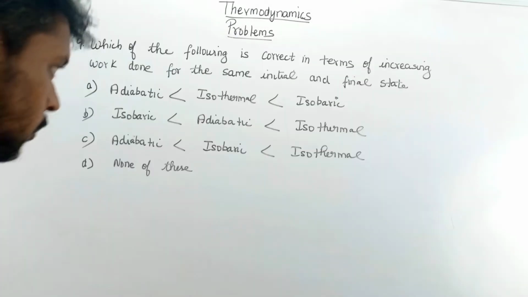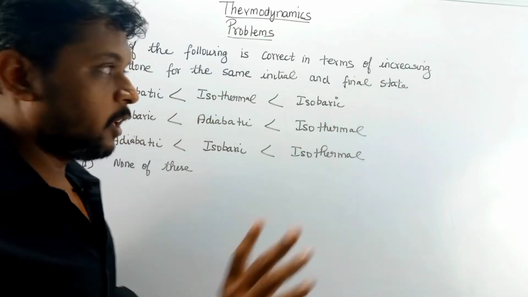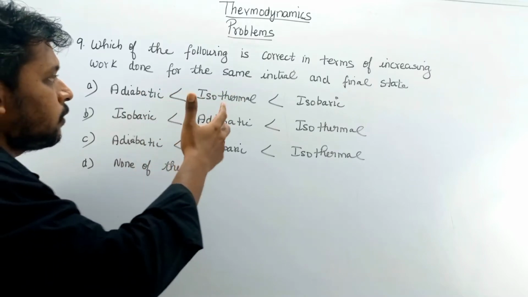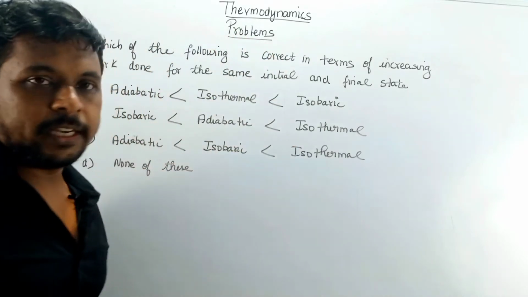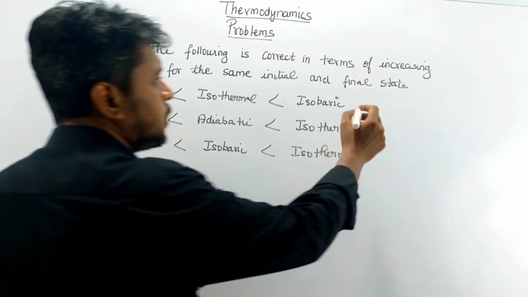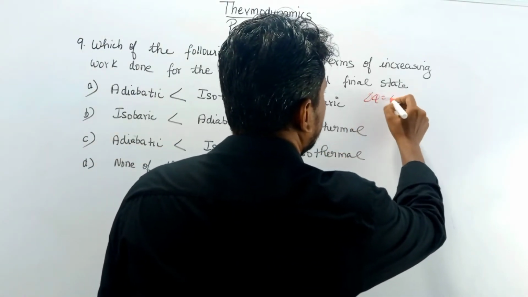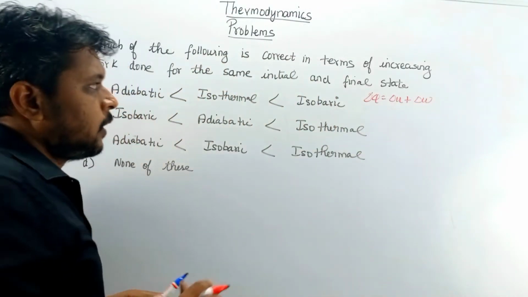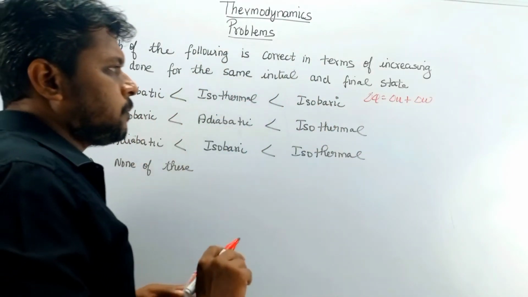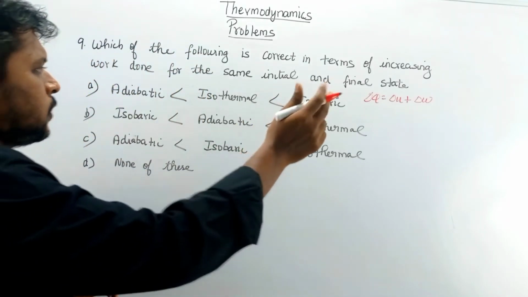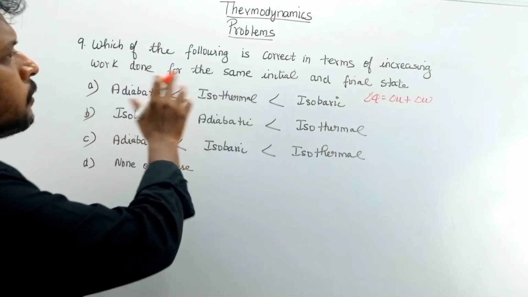Okay. So the ninth problem: in this problem they are asking, which of the following is correct in terms of increasing work done for the same initial and final state. Okay, for the same initial and final state. So you know that from the first law of thermodynamics, delta Q is equal to delta U plus delta W. Okay, so for the same initial and final state, you know that the change in internal energy will be equal for all the processes. So now we have to see the work done.